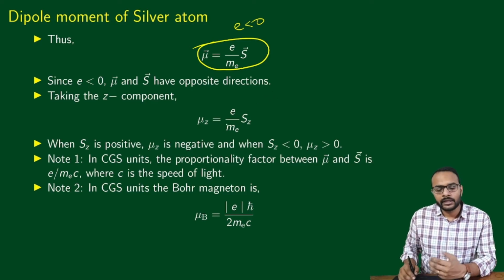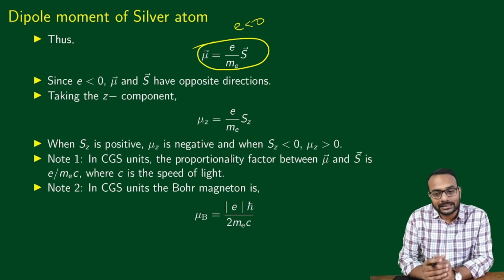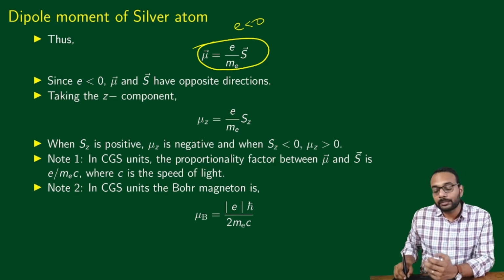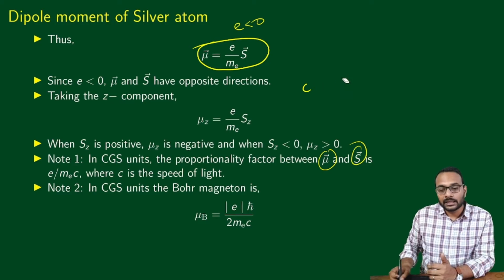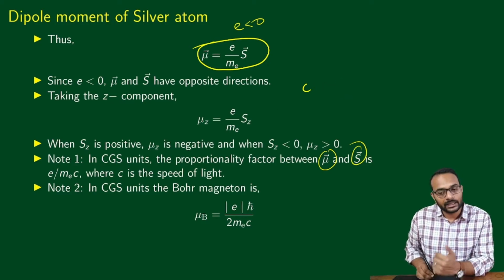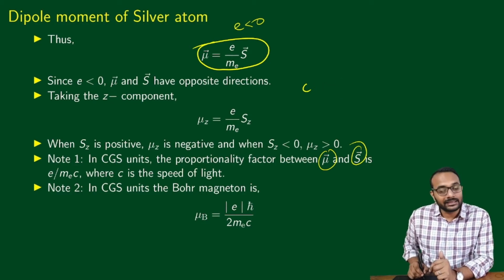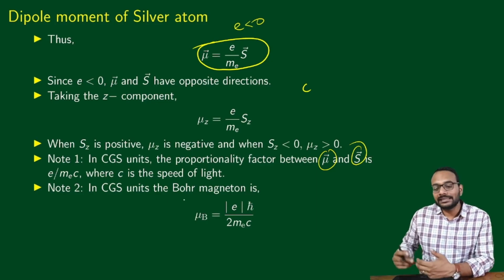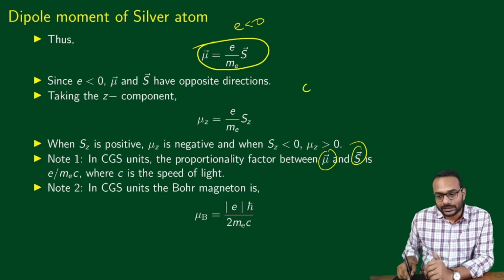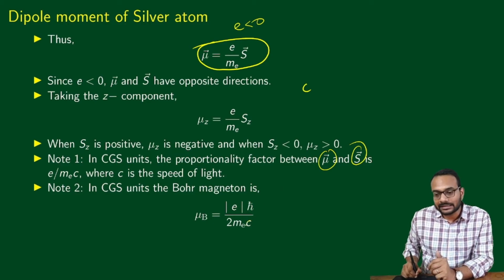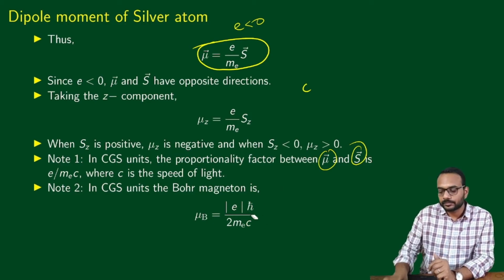Now I'll make a note here. Some textbooks use CGS units. In CGS units, the proportionality factor between mu vector and S vector is e divided by m_e c, where c is the speed of light. There's an extra c because we use the CGS unit system, and you have to keep this in mind. Also, we discussed the Bohr magneton in the previous class, defined in SI units. If you go to CGS units, it will have a c in the denominator as well.